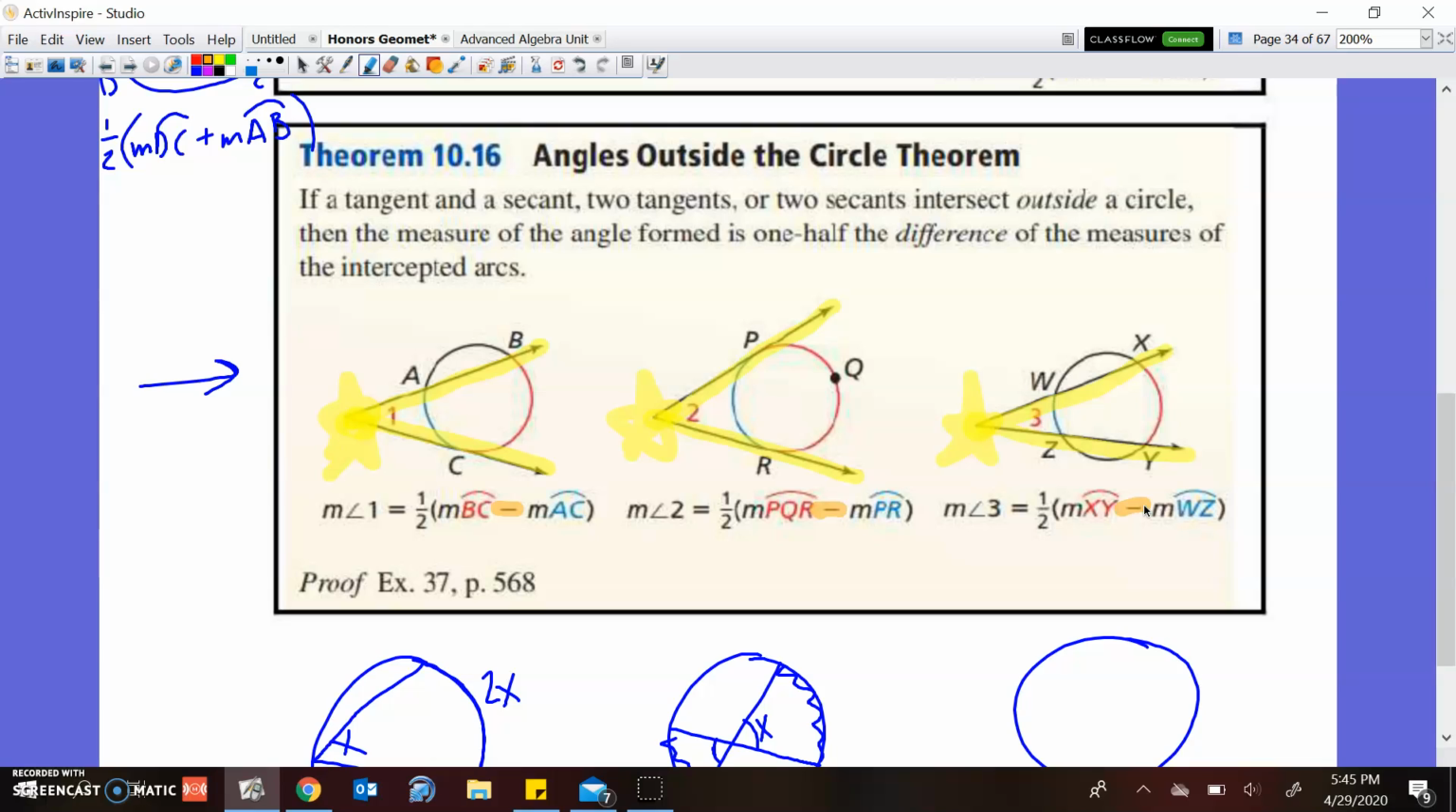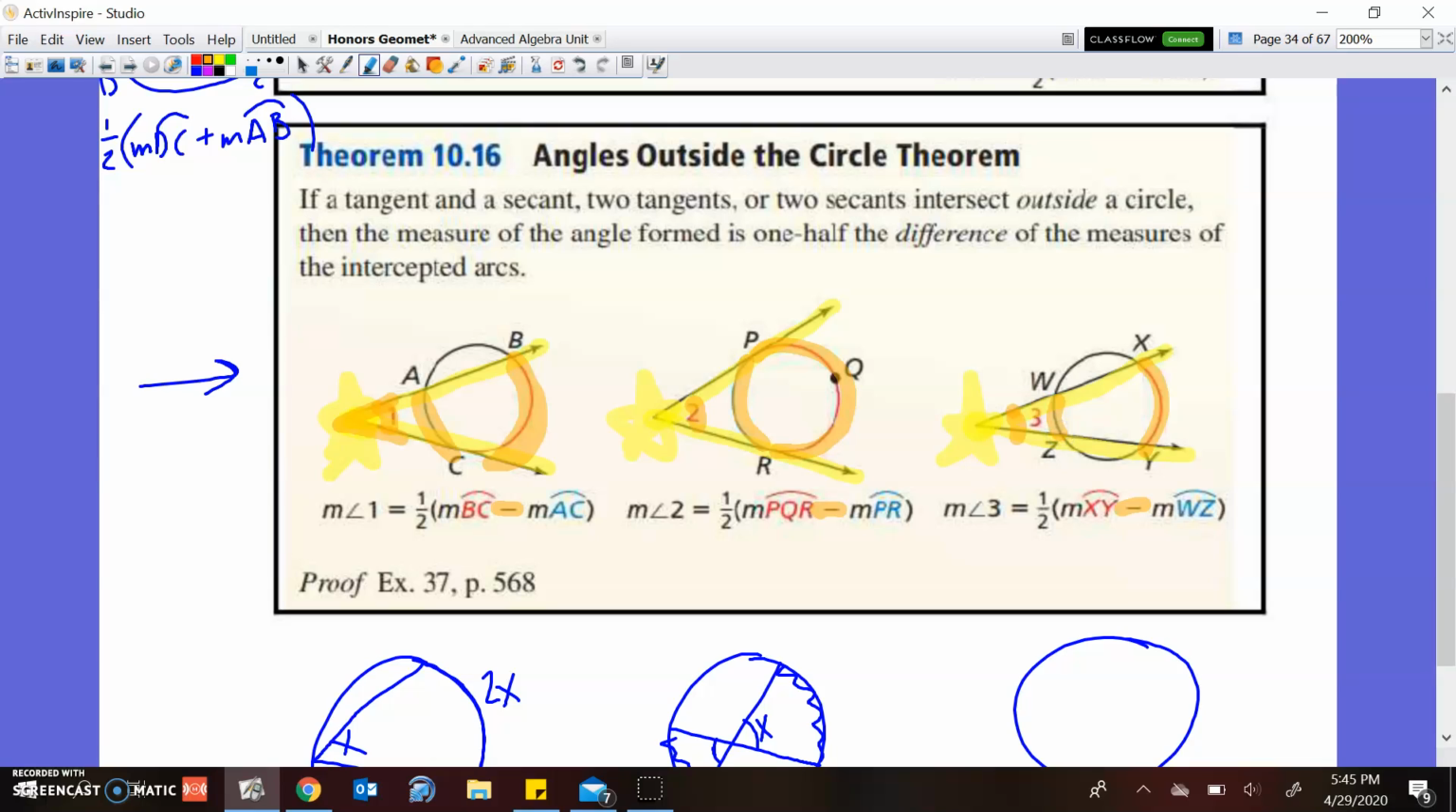But here's what the formula says. The measure of angle 1, this angle outside, in this case it's going to be the measure of angle 2, and in this case the measure of angle 3. We're talking about that angle formed outside of the circle. It's going to be equal to 1/2 the outer arc minus the inner arc. Same here, the outer arc, which in this case is that major arc PQR, minus the measure of the inner arc PR. And in this case, the outer arc, measure of arc XY, minus the measure of arc WZ.